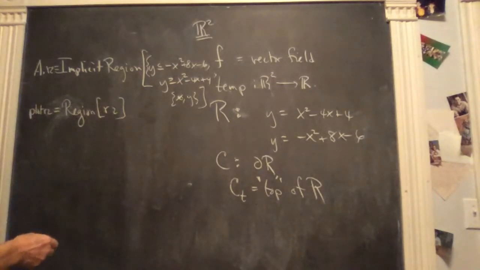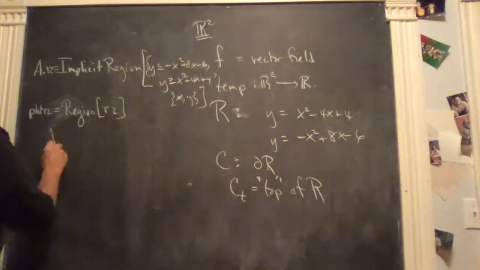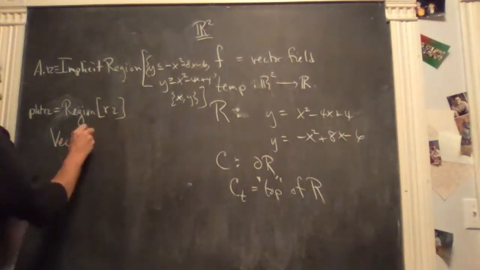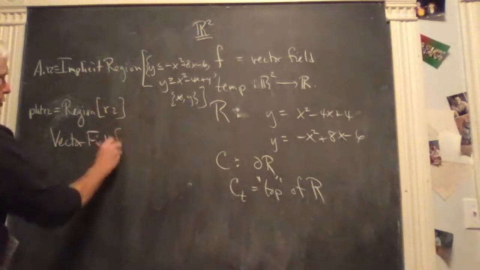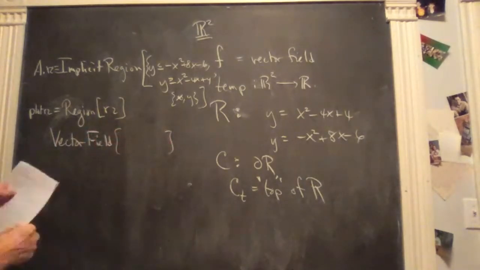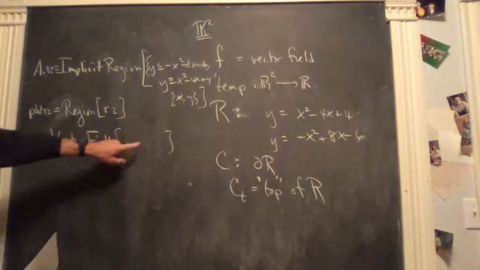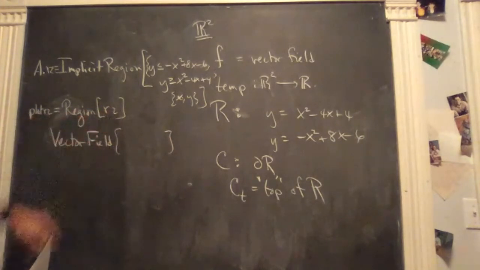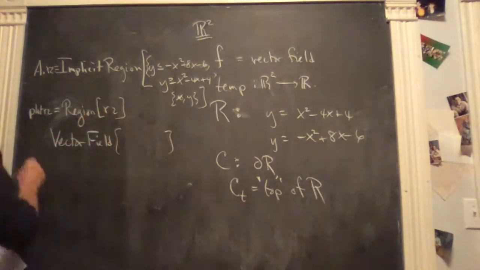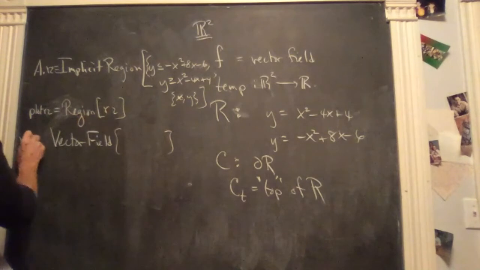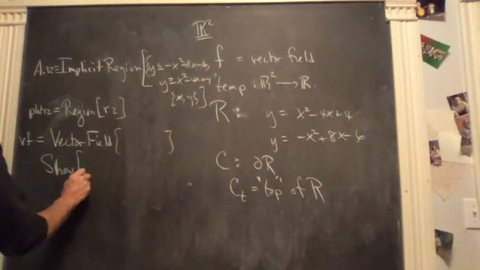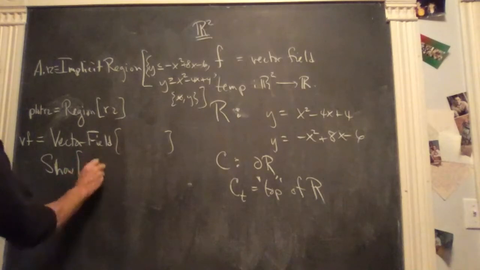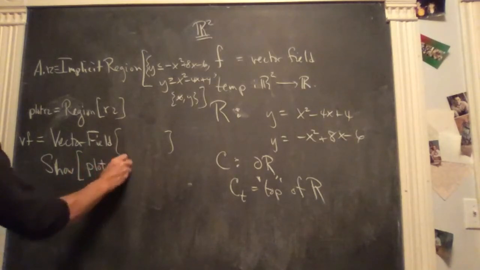And then you want the vector field. This is a two-dimensional vector field. And you want the range of this vector field to be similar to the range of this so that it can be put together. So vector field equals, and then show the two of them together. Plots R2 VF.